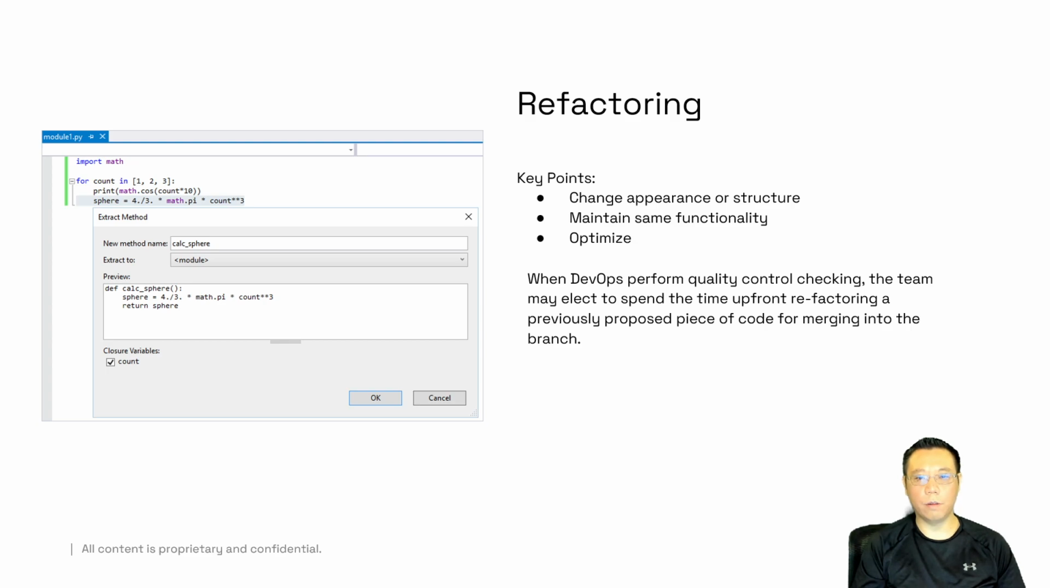For instance, what you see here is Visual Studio Code's recommendation to extract a new method. What we have here is a for loop, and then we could have a calculation of a sphere right here because it could be reusable code. Right? That is a portion of refactoring.